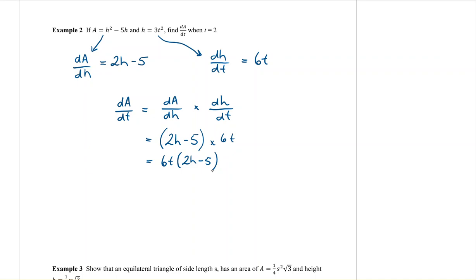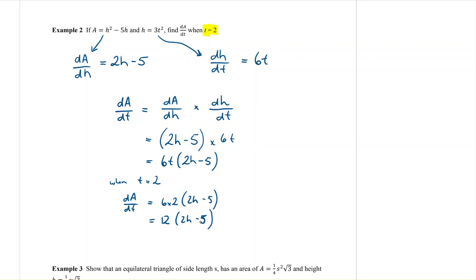Once we have found the rate that we want, the dA over dt, only at the end can you substitute in any values that you've been given. So I was told that t is equal to 2, so I can sub that in. But you can expand it if you want to, but you don't need to. So when t equals 2, my dA over dt equals, unfortunately I still have a h in there. We don't know what h is, but we do get 6 times 2 bracket 2h minus 5, which is going to be 12 bracket 2h minus 5. So you could expand it. Yes, that's fine. It'll be the same thing. 24h minus 60. Yes, that's fine.